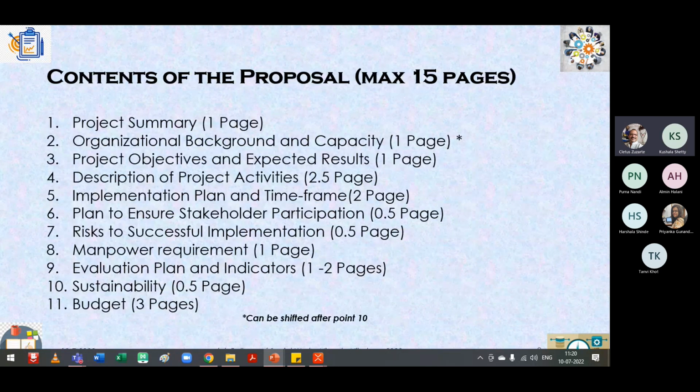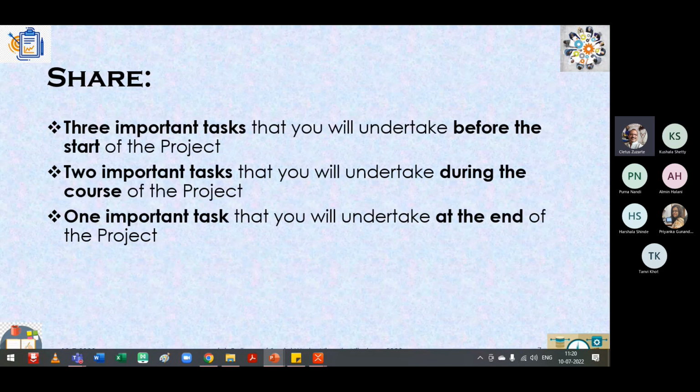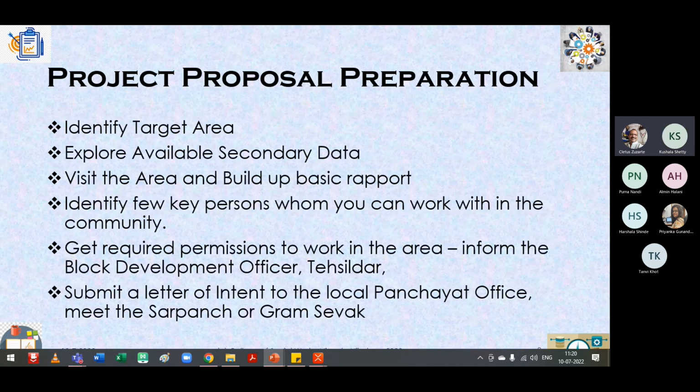Because when we're looking at government involvement in the whole process, we are looking at getting or informing, like say if you're working at the village level, you need to inform the panchayat, the various panchayat officials there, and along with it also inform the block development officer, or the taluka officer as we call him, or the tehsildar. Submit a letter of intent to the local panchayat. That's what I mentioned a little earlier, that you need to meet and inform them.